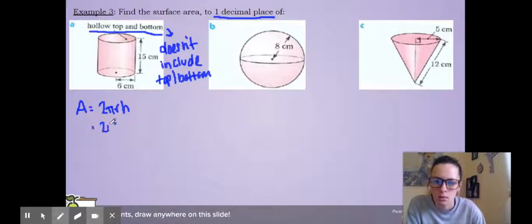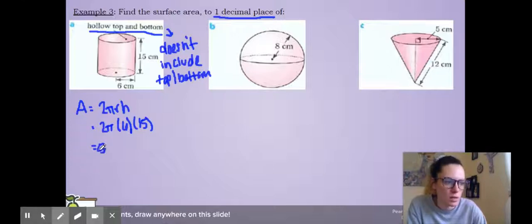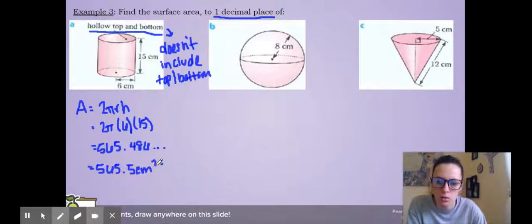Subbing in the values that we know, we're given the radius is 6 and the height is 15. Putting that into my calculator or into Desmos, I get 565.486, etc. So rounding to the nearest tenth, I'm getting 565.5 centimeters squared. Don't forget those units.